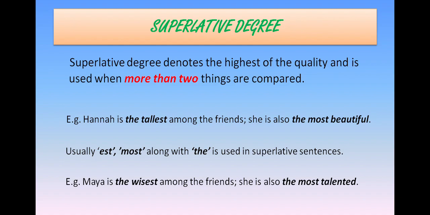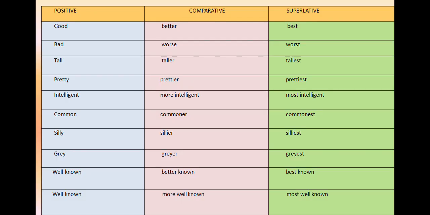Usually, est and most along with the is used in superlative sentences. For example, Maya is the wisest among the friends. She is also the most talented. Now let us see some adjectives in the 3 degrees. Good in positive degree, better in comparative degree, and best in superlative degree.